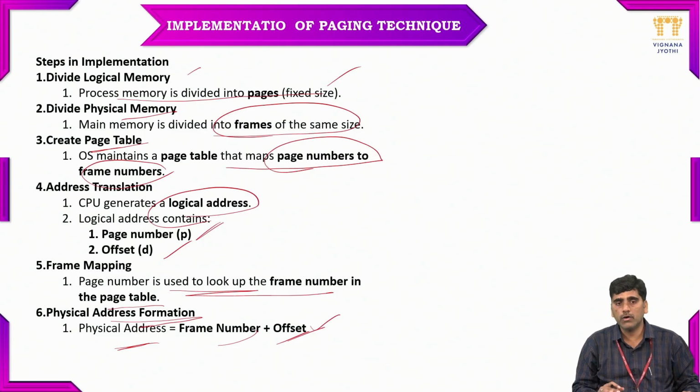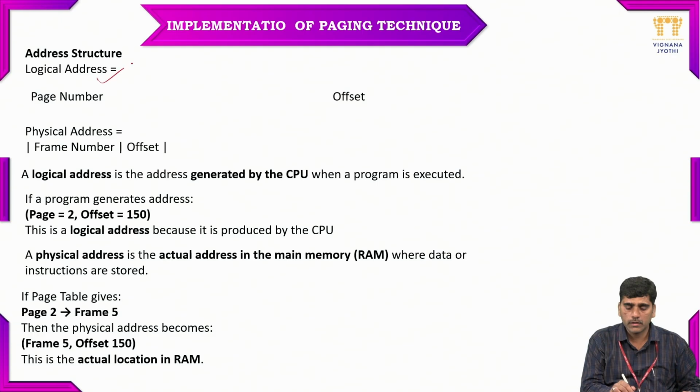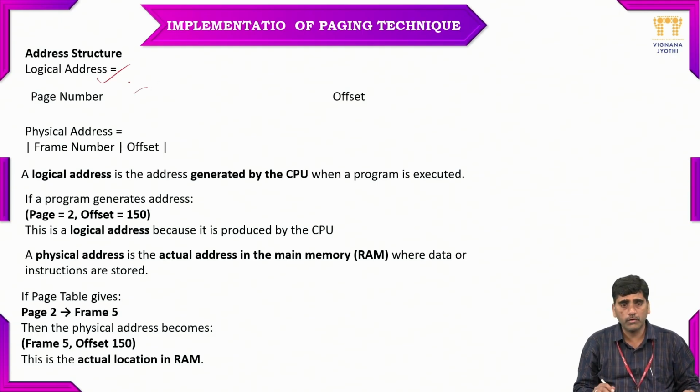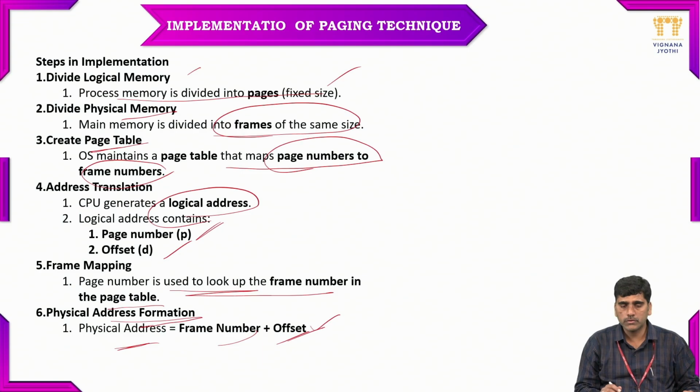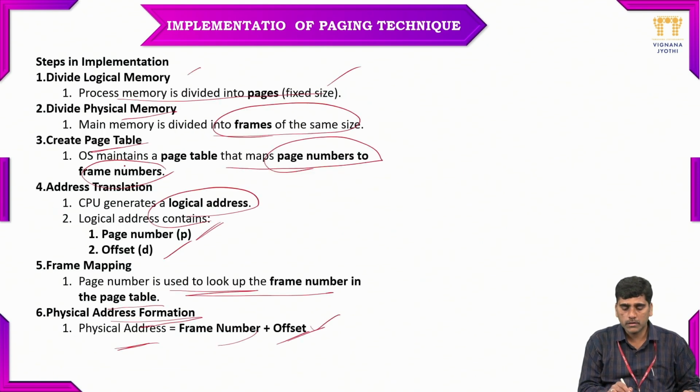So how are we doing all this in the paging technique? The address structure is: the logical address is the page number and offset. Finally, we have to form the physical address equals frame number plus offset. So the logical address is page number plus offset. We have already seen this in address translation, where the CPU generates a logical address which contains page number plus offset.